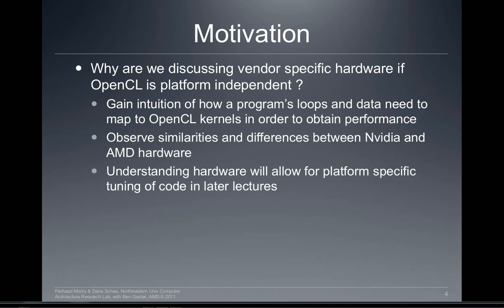As I said, why is it important to look at vendor-specific hardware if OpenCL is platform independent? You need to gain intuition of how programs, loops and data need to map to OpenCL kernels in order to obtain performance. In short, what does the hardware do if you write a platform independent OpenCL program? You can also use this knowledge to observe similarities and differences between NVIDIA and AMD hardware. And understanding that hardware will allow for platform-specific tuning of code and generally writing efficient programs later on in the lectures.